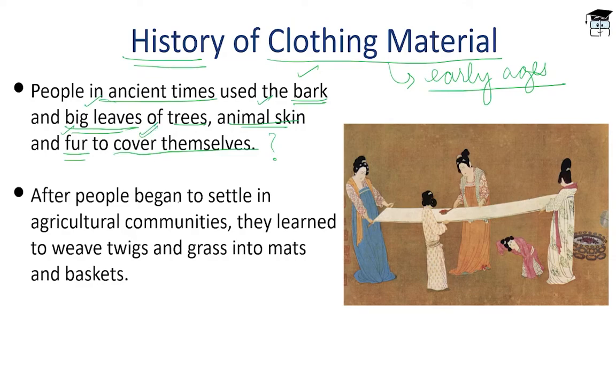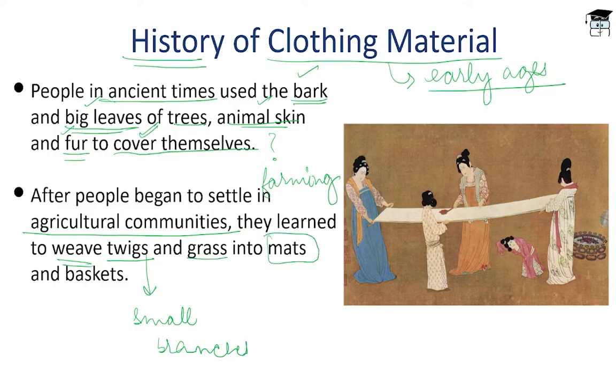After people began to settle in agricultural communities, that is in farming communities, they learned to weave twigs. Now we know what weaving is, we studied it just now. What are twigs? Twigs are small branches. They started to learn how to weave twigs and grass into mats and baskets.